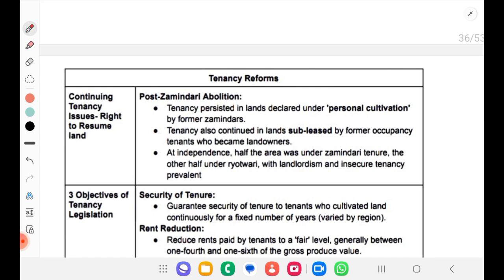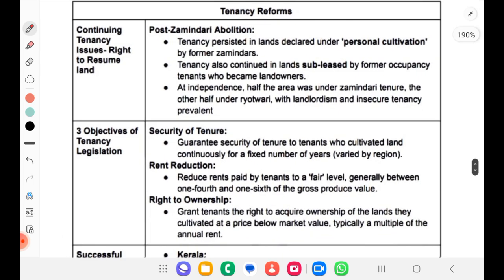Okay, tenancy persisted in lands declared under personal cultivation by former zamindars. Tenancy also continued in land subleased by former occupancy tenants who became landowners. At independence, about half of the area was under zamindari tenure, the other half under raitwari, with landlordism and insecure tenancy prevalent. So three objectives of tenancy legislation were security of tenure, rent reduction.